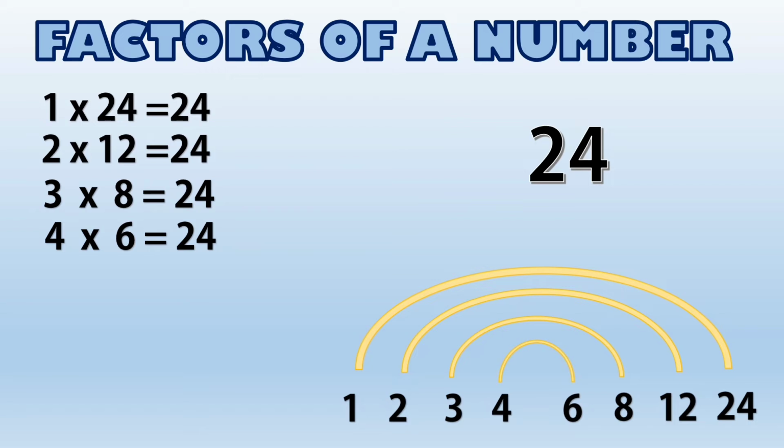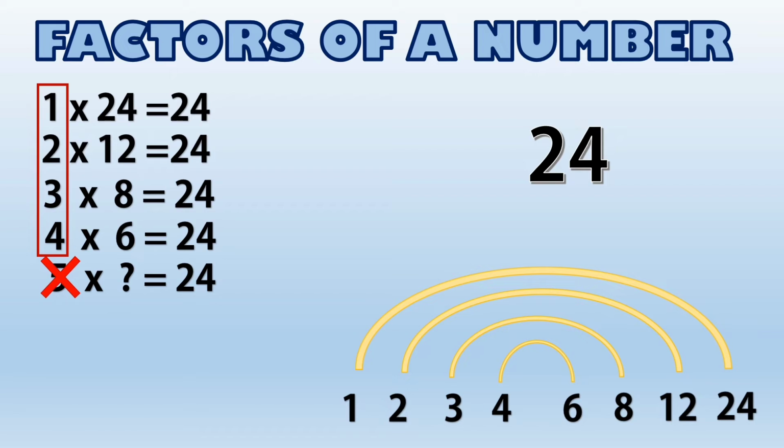Now, the only number between 4 and 6 is 5. Let's see if 5 is a factor of 24. Can you think of any number that when multiplied by 5, the answer is 24? There is none. So 5 is not a factor of 24. Therefore, the factors of 24 are 1, 2, 3, 4, 6, 8, 12, and 24.